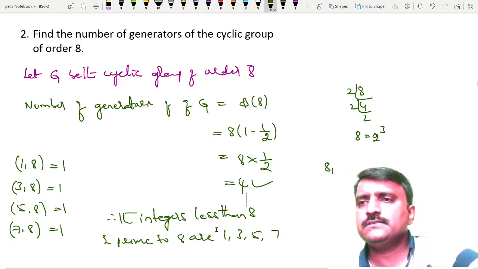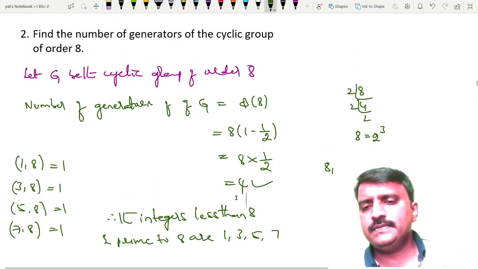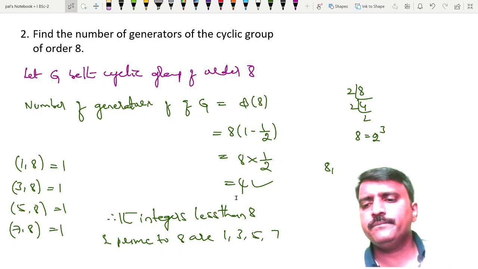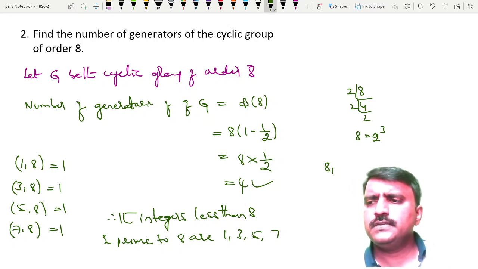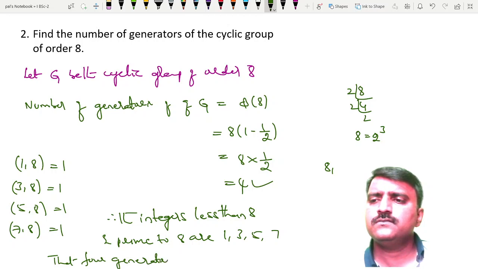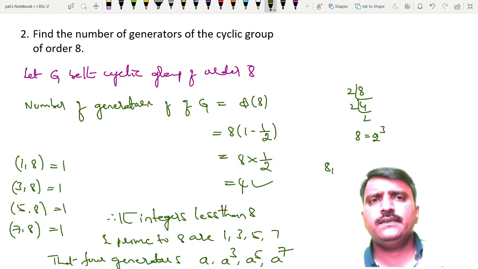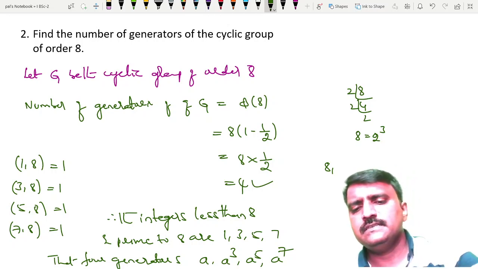Now on generators, you can write the generators also. If you know the basic generator, so those four generators are: consider that A is the generator, if one of the generators is A, then the remaining generators are A cube, A to the power 5 and A to the power 7.